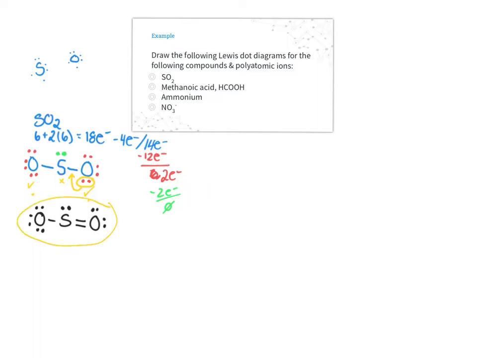Okay, we're going to try methanoic acid next. These are all a little bit of examples that I wanted to go through because there's something happening in each of them.